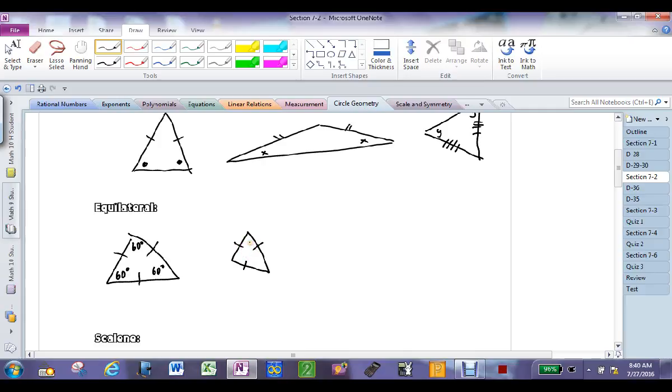So this, remember, looks don't matter, information matters. So as soon as you see this, you know all of these are 60, don't you? Okay, everybody good with equilateral? All right.